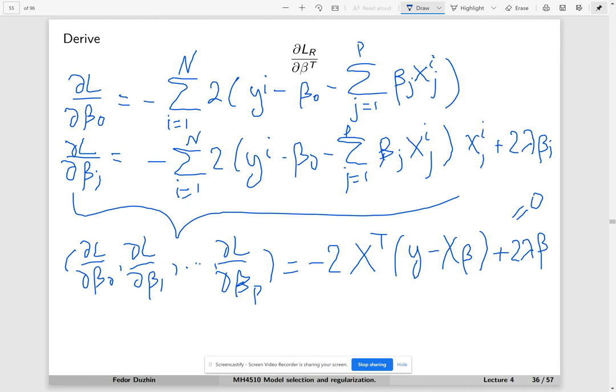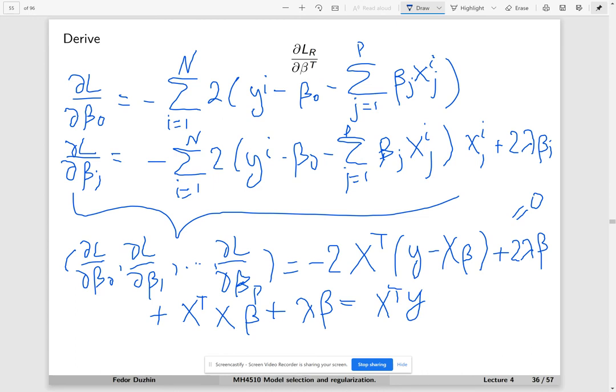So when equating this to 0, basically 2 is going to cancel out. So we are going to have minus x transpose y plus x transpose x beta, and so plus lambda beta should be equal to 0. Well, this is the same thing as moving this minus x transpose y to the left-hand side. So x transpose y.